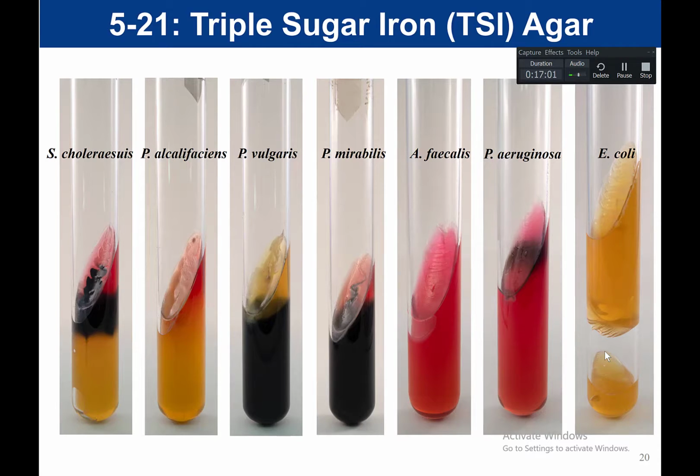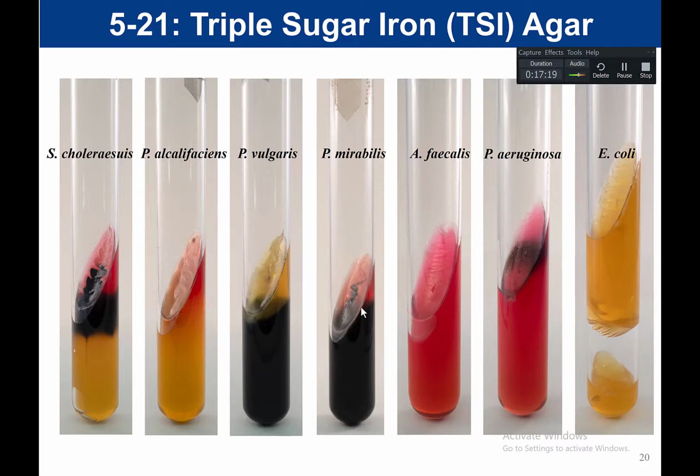So in this experiment, we have 3 that are positive for H2S: Salmonella choleraesuis, Proteus vulgaris, and Proteus mirabilis. The other 4 are negative for H2S, but have some variability in terms of which sugars they use or do they not use sugar at all.